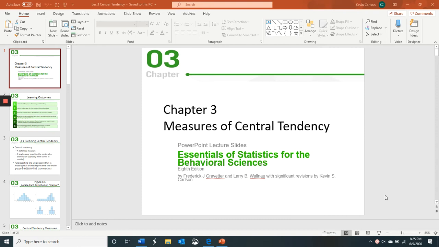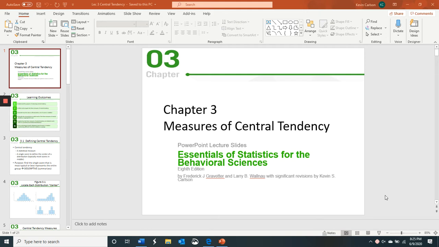Hi, everybody. This is the third lecture for the course. It's about measures of central tendency. And just like pretty much everything in statistics, they try to use very complicated terms for very simple things.